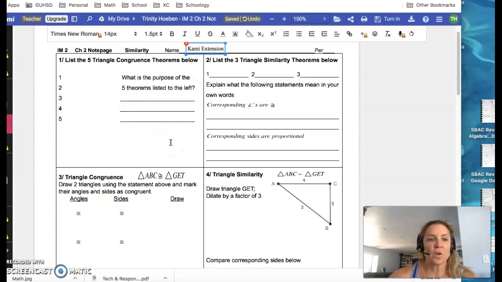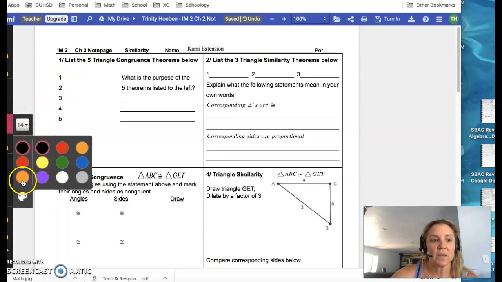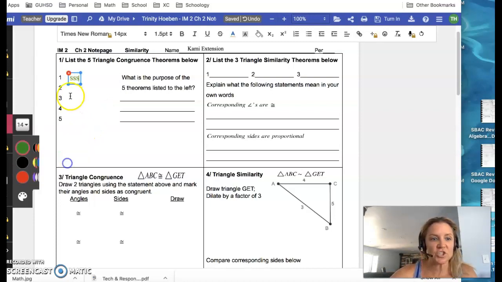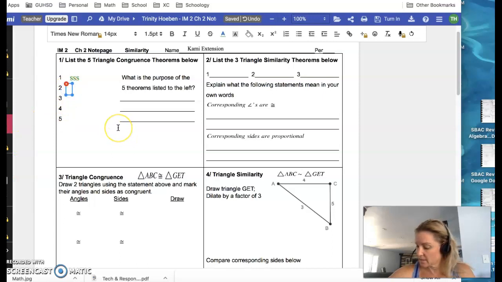The first question says, list the 5 triangle congruence theorems. The first one we're going to list, and I'm going to use orange, is side, side, side. Orange doesn't show up really well, so let's change it to green. Then side, angle, side. We also have angle, side, angle, angle, angle, side, and there's a special one called hypotenuse leg.